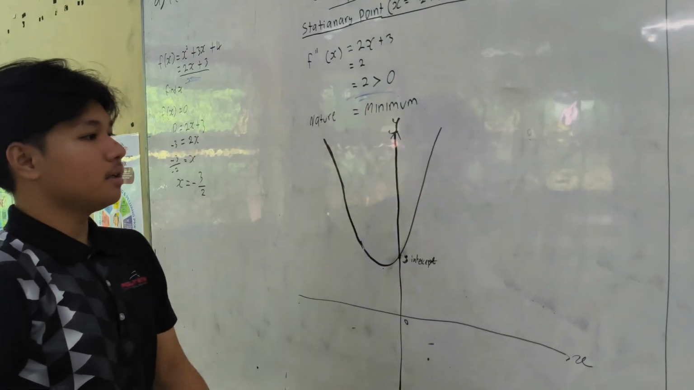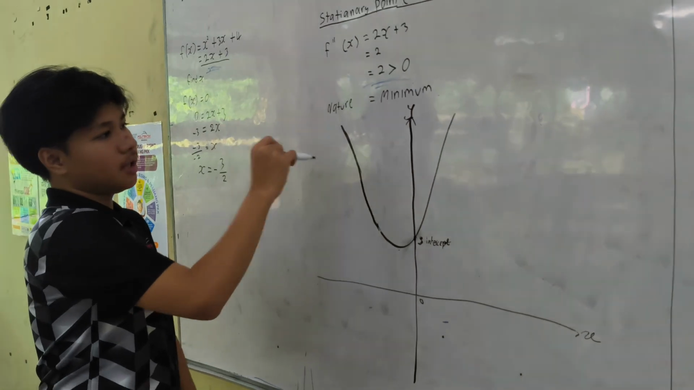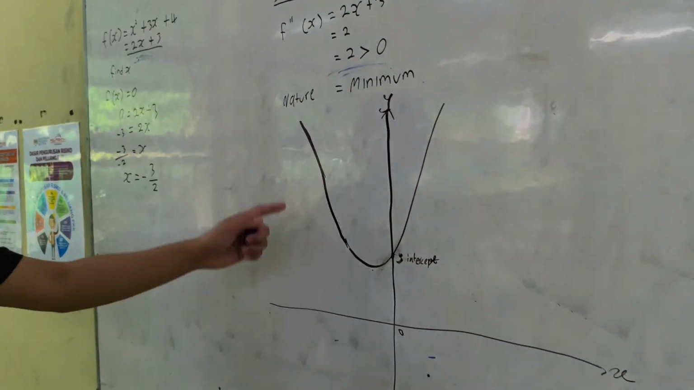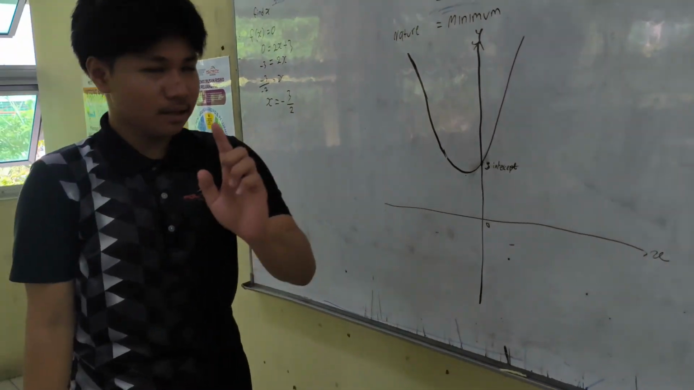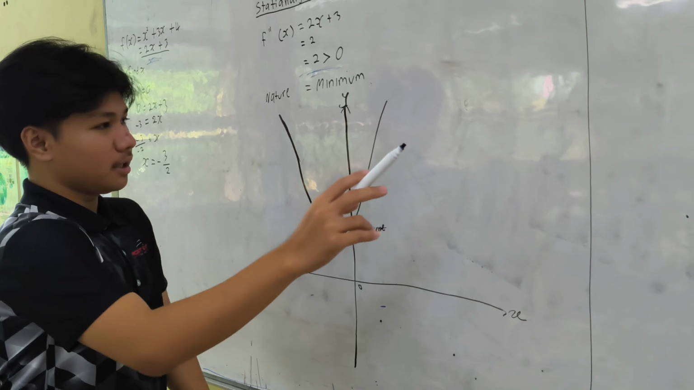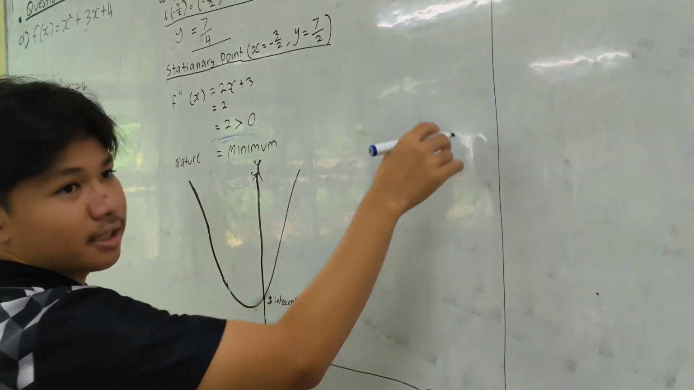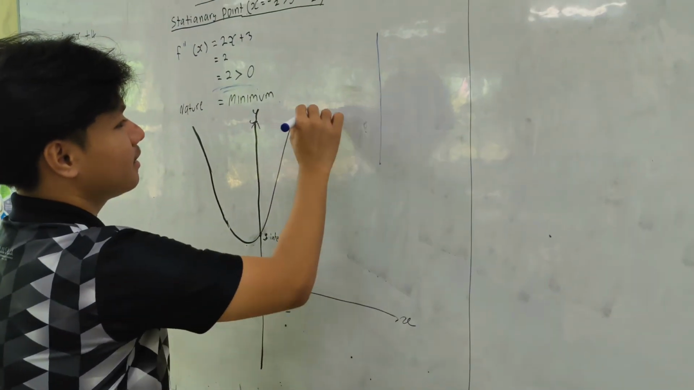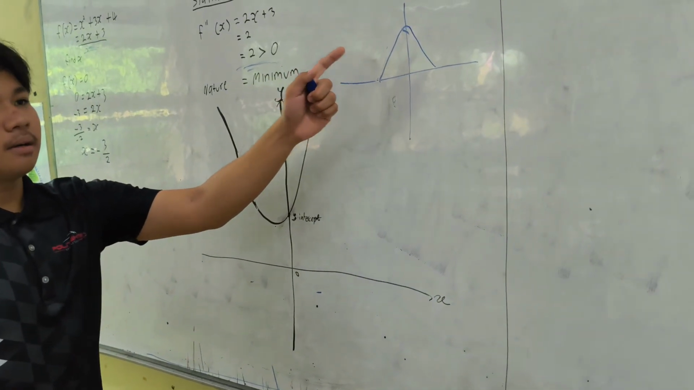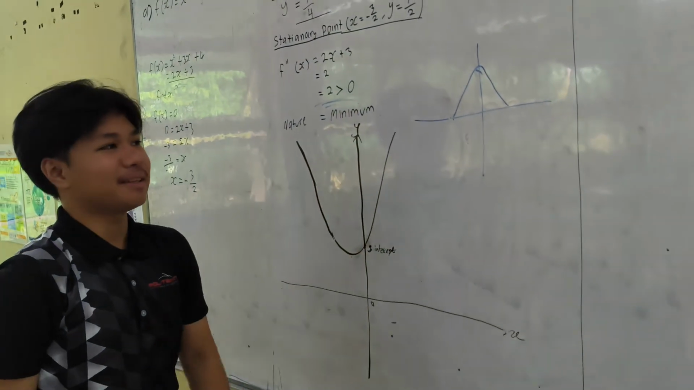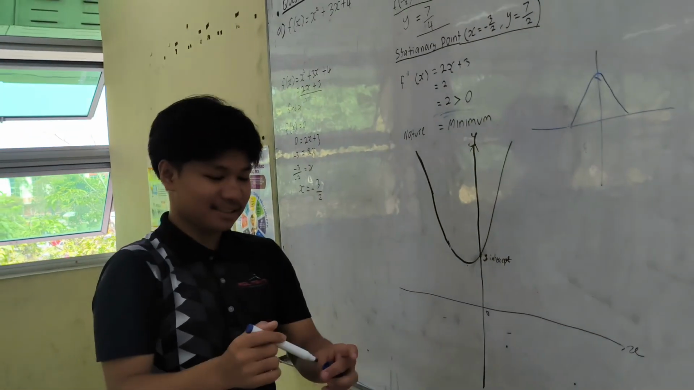I will show you an example of a minimum graph. So this is an example of the minimum graph. You can look here, it looks like a happy smile. And I will give you an example of the maximum graph. Just an example. This is the shape of the maximum graph, it looks sad. That's all from me.